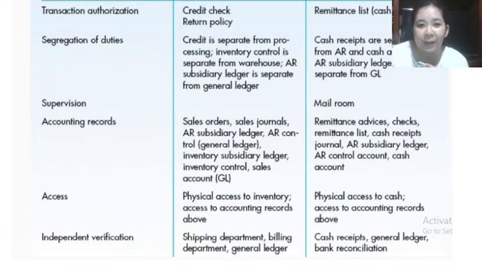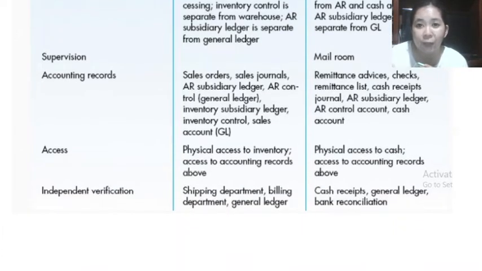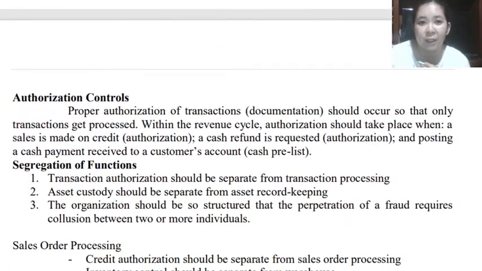For the independent verification for the sales process: shipping department, billing department, and general ledger. These are the three departments that are responsible. And for the cash receipts, of course, there should be someone for cash receipts, general ledger, and bank reconciliation to verify that indeed these are authorized transactions.